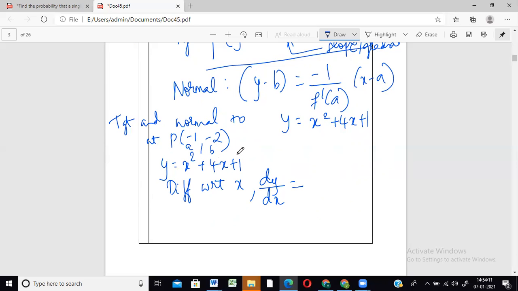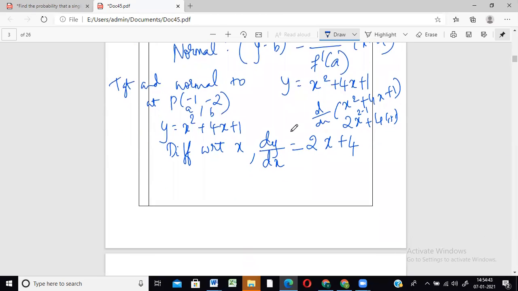Otherwise, this lesson will be a very big problem. So this is x square, right? The formula n into x raised to n minus 1 will apply here. So that will be 2x plus 4, because the derivative of x square is n into x raised to n minus 1, that's 2x, plus the derivative of 4x, which is 4, and 1 is a constant, so that's 0. So 2x plus 4 is the derivative in general, the slope.